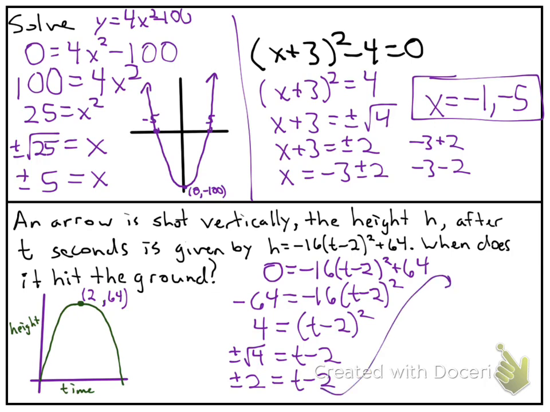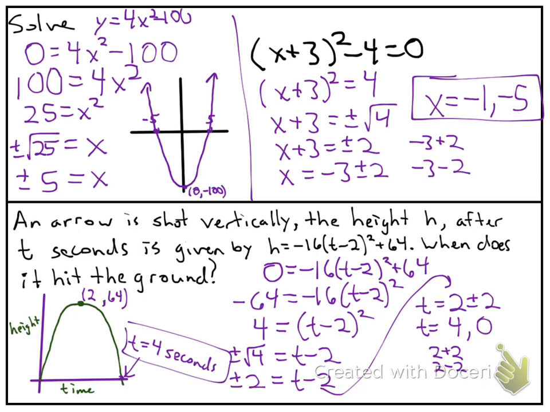So now, we're going to add 2 to both sides. We get 2 plus or minus 2. So our answers are 2 plus 2 and 2 minus 2: 4 and 0. Now, the 0 is the initial. That really doesn't mean anything to us. What we're looking for is when, or after how many seconds, does it hit the ground, and that is going to be when t is equal to 4 seconds. 0 isn't really where it hit the ground, it's where it started. We have to look at the context of the word problem to find our one solution.